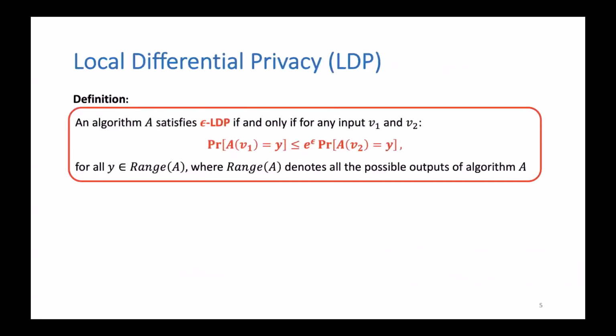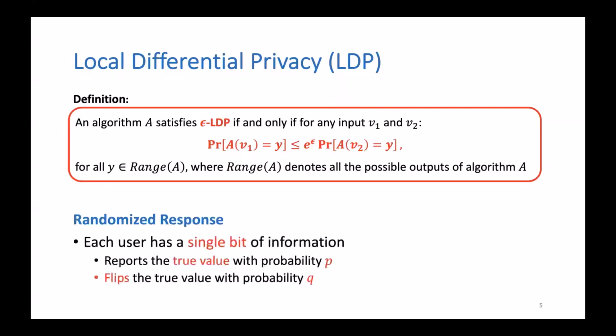Local differential privacy is a variation of traditional differential privacy. Formally, an algorithm A satisfies epsilon local differential privacy if and only if, for any inputs v1 and v2, the ratio of the probability of A(v1) equal to y to the probability of A(v2) equal to y is bounded by e to the power of epsilon. The most common way of achieving epsilon LDP is the randomized response mechanism. In randomized response, the user reports the true value of a single bit of information with probability p and flips the true value with probability q.